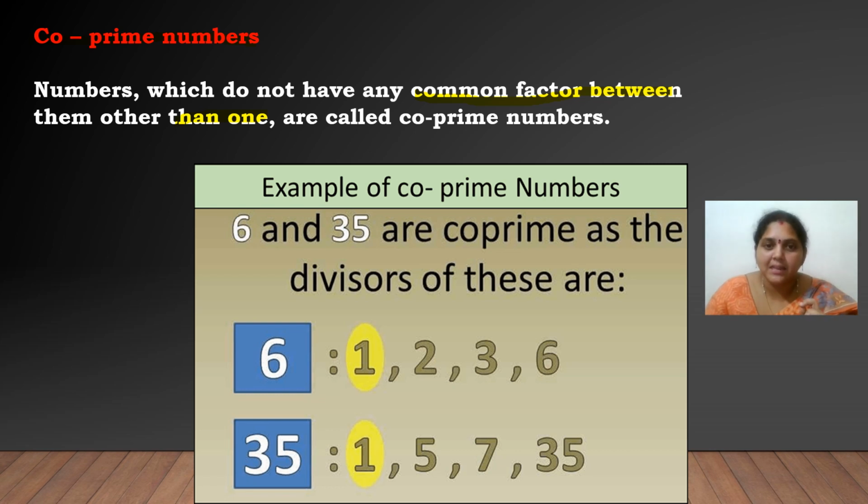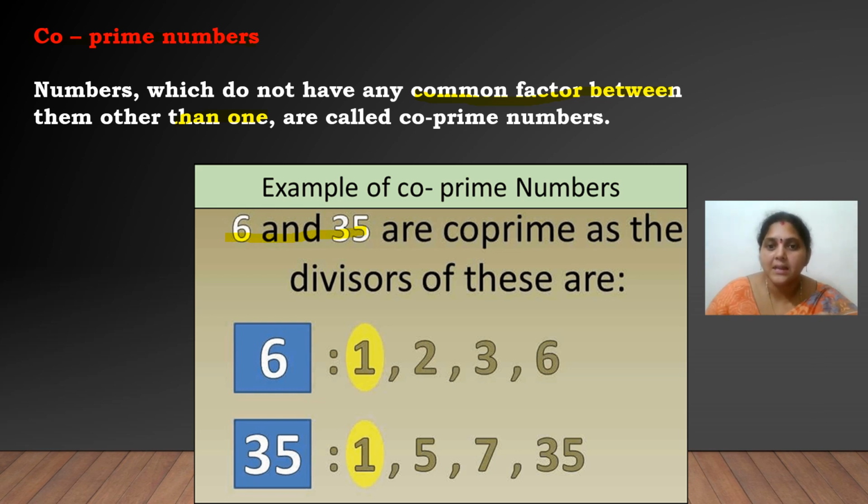For example, I have taken an example of co-prime numbers: 6 and 35. Now I have to see in which tables I can divide the number 6. In the 1 table, 2 table, 3 table, 6 table. 2 3s are 6, 3 2s are 6, 6 1s are 6. So I have written all the tables in which I can divide the number 6. In the same way 35: 1 35 is 35, 5 7s are 35, 7 5s are 35, 35 1s are 35. So I can divide 35 in these tables.